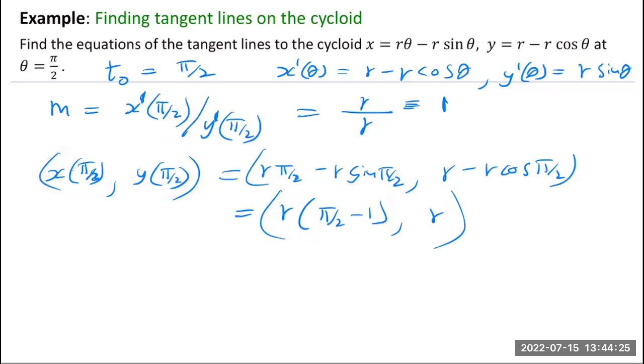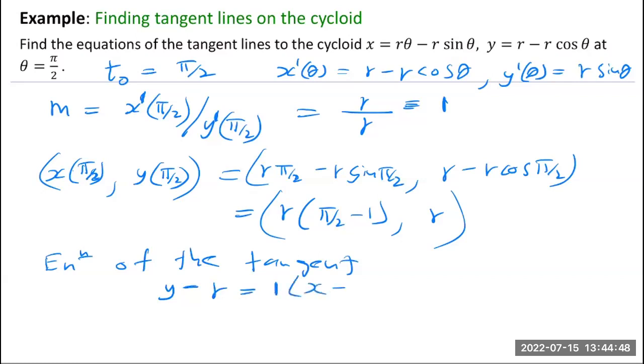Okay, now I can find the equation of the tangent. Equation of the tangent that we were asked to find is given by y minus y of t naught, that is r, is equal to m times, m is 1, x minus x of t naught. x of t naught is this quantity, that is x of pi over 2, x minus that quantity, r times pi over 2 minus 1. Okay, this is the equation of the tangent.